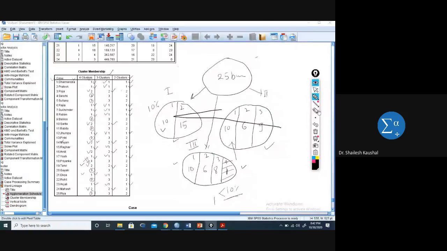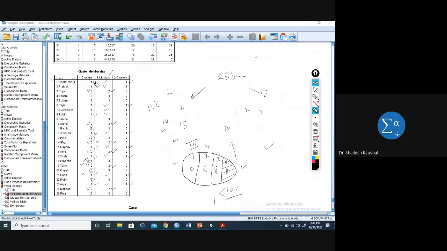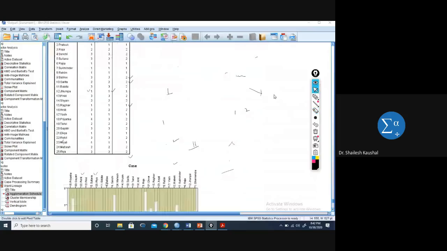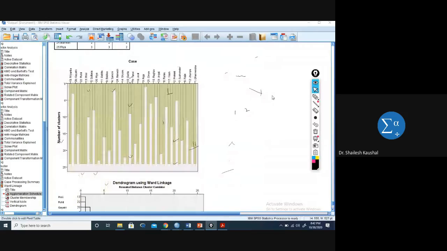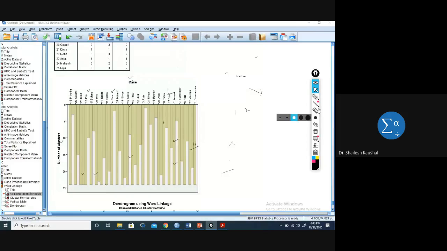Sorry, my next table. This is the icicle plot. Okay, so what does it mean? What is the meaning of this graph?